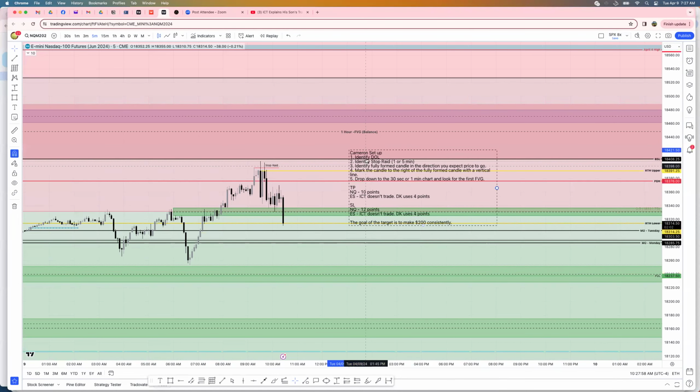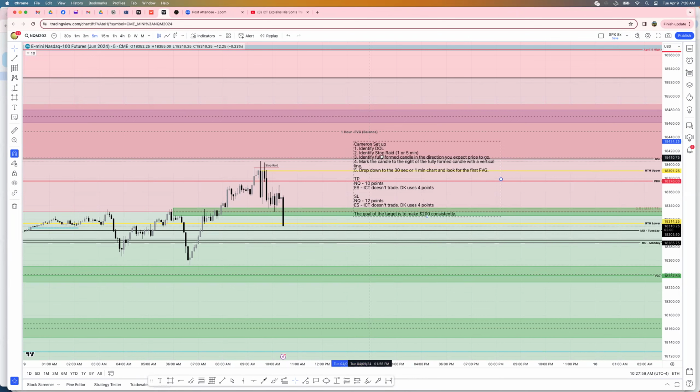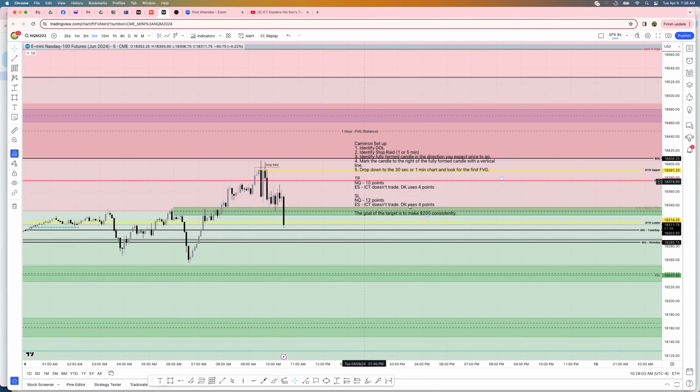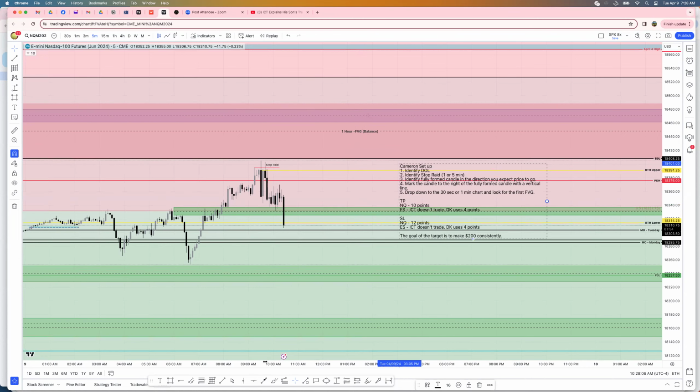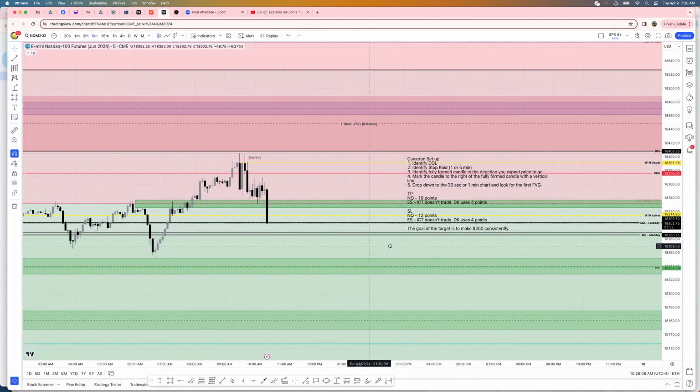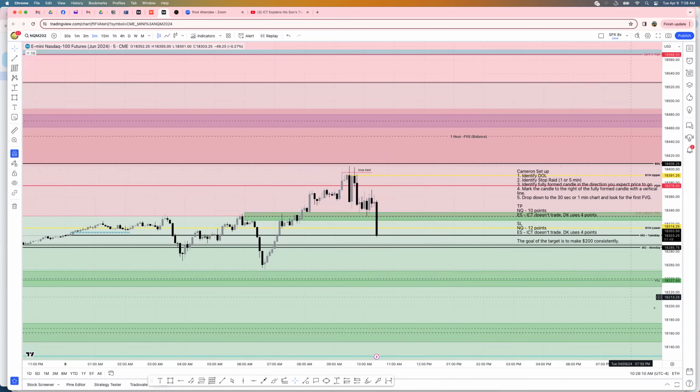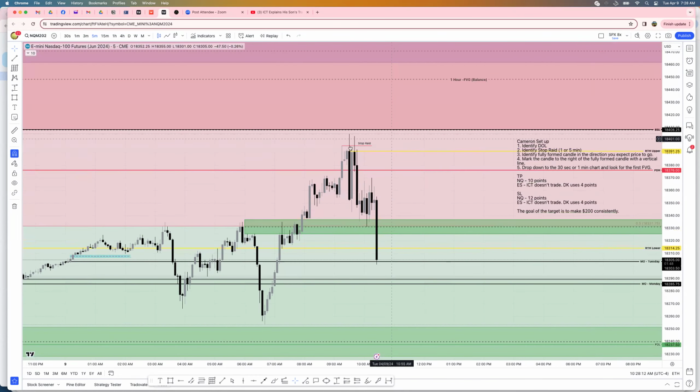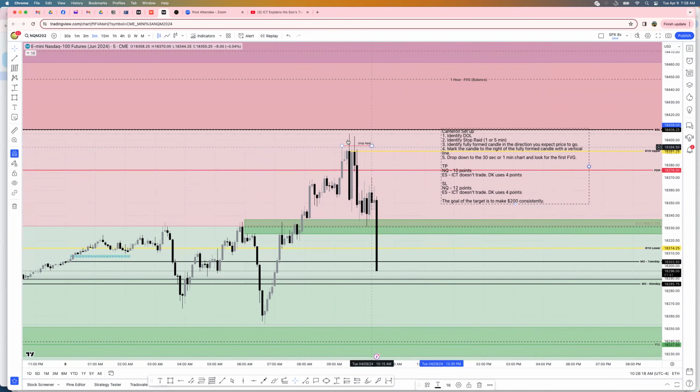Okay, so we identified the draw on liquidity, identified the stop raid on the 1 or the 5 minute. So this was our stop raid. And there was a question, what's the stop raid? Basically, it's like people who were short and had their stops here, they got stopped out. Oh my God, that is so beautiful, y'all. They got stopped out.